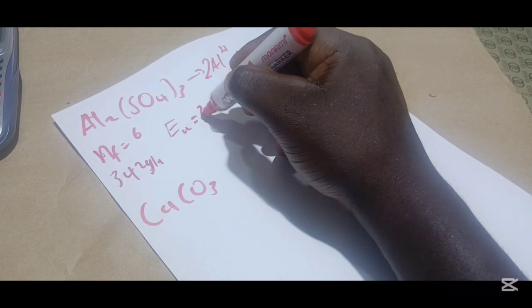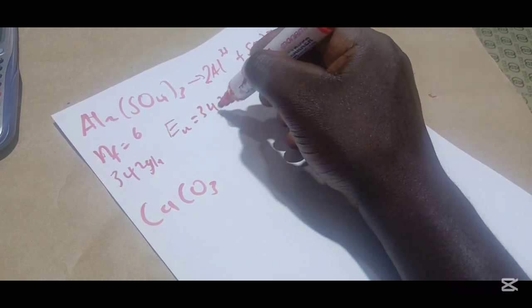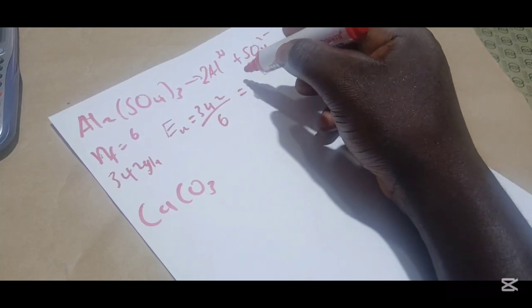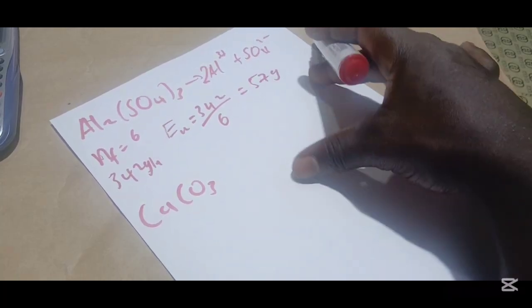So equivalent weight is going to be 342 over the n factor, which is 6 right here. So this is going to give us 57 grams.